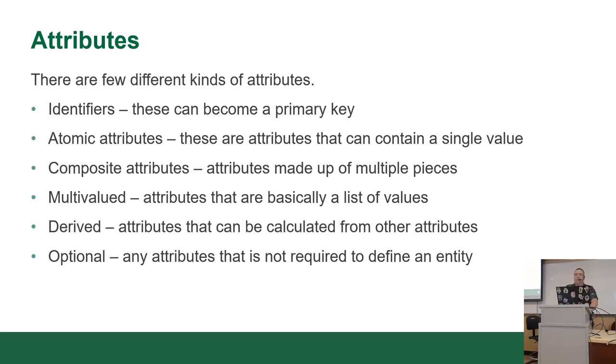We have derived attributes. Derived attributes are interesting. We store a date of birth, but we don't need to store an age because age is derived. You take the current date minus the person's date of birth, and that tells you how old they are. Yeah, date math really sucks, but that's essentially how you do the math.